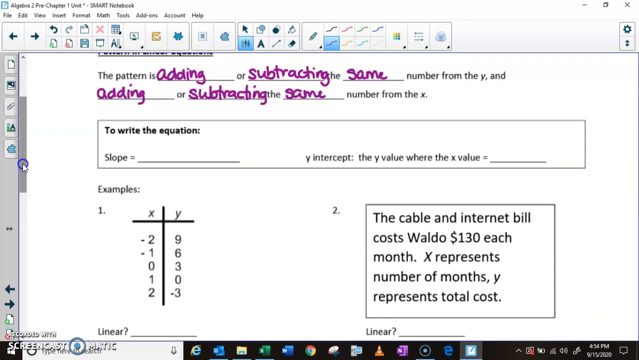So to write my equation, remember the equation is slope-intercept form, y equals mx plus b. So we need to know m, the slope, and we need to know b, the y-intercept. The most useful form of slope that we're going to use in this section is the version of the change in y over the change in x.